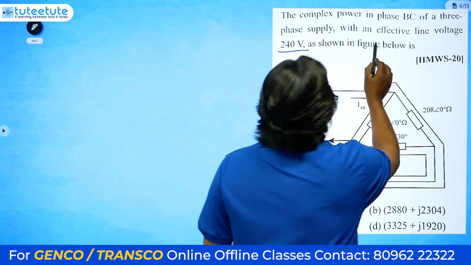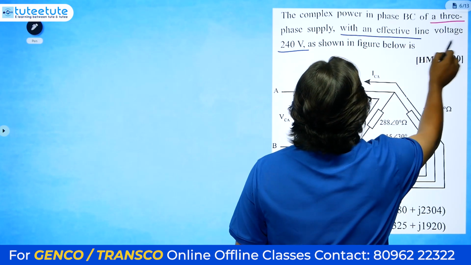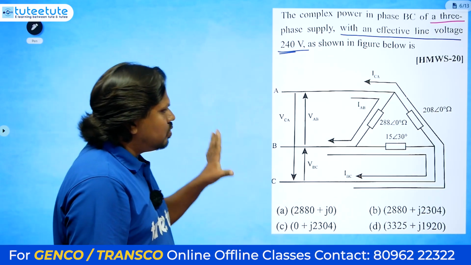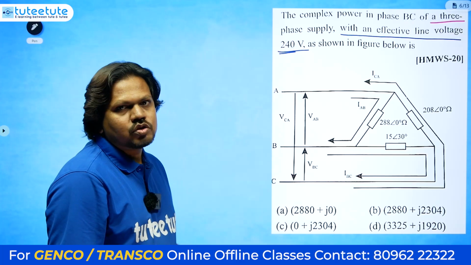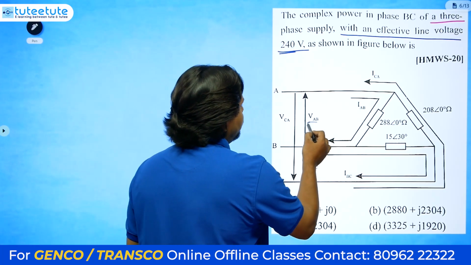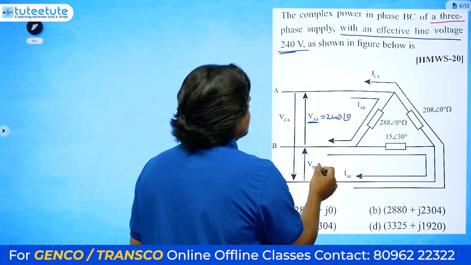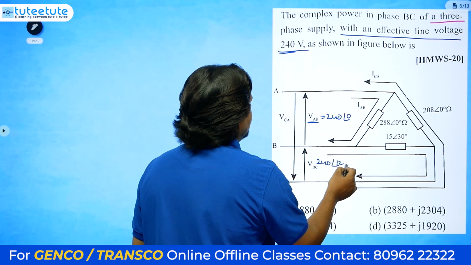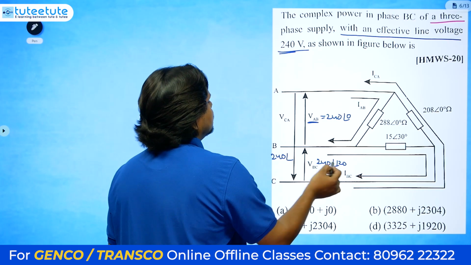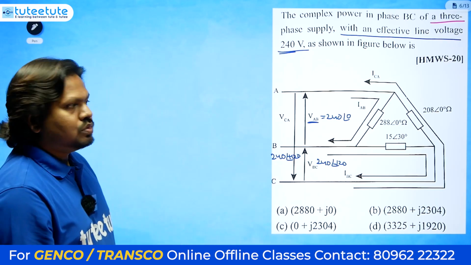It is a three phase supply. They have mentioned a three phase supply with an effective line voltage, which means not in one phase, in all the phases it is 240 only. For example, VAB is 240 at an angle of 0, VBC is 240 at an angle of minus 120, then VCA is 240 at an angle of plus 120. Like this we need to understand.